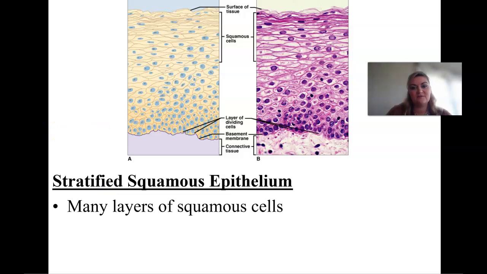With these, you're going to find many layers of these flattened cells. At the bottom, you see all of them do have active nuclei, but as it goes towards the top, some of those nuclei start to die out and they start to flatten out. These are going to be found on outside coverings, usually things such as the skin, or you could also find them in the wet skin on the inside, so dry skin and wet skin.